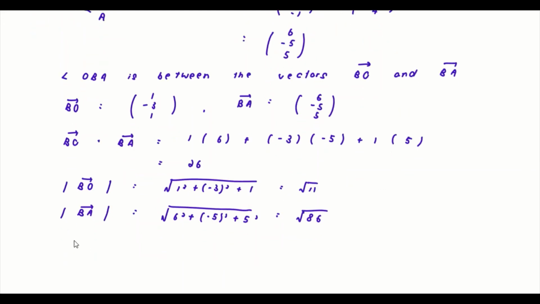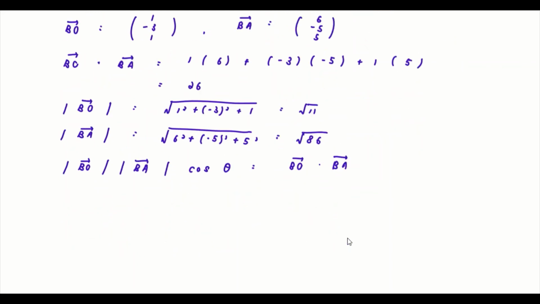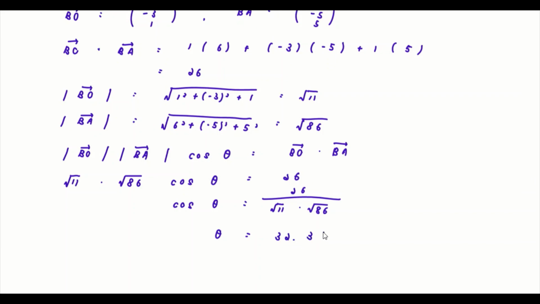Now I can put them in the formula already. I'm just writing my cos on the left hand side, but it's the same thing. It's equal to the scalar product. Just rearrange everything and substitute the info that you have here. So square root 11, square root 86, and cos theta will be equal to 26 that we found just now. So cos theta will be equal to 26 divided by square root 11 multiplied by square root 86. From there, by using my calculator, I'll be able to get 33.3 in 3 significant figures.